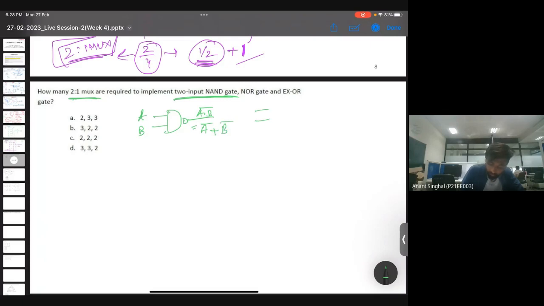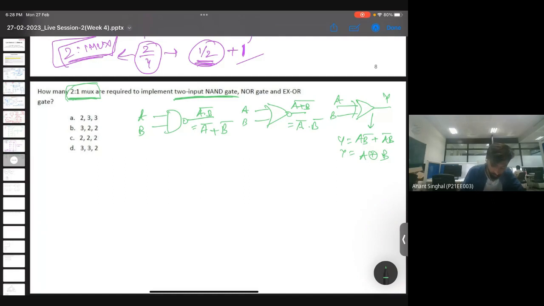NOR gate is nothing but A plus B whole bar, which is nothing but A bar into B bar. And then XOR gate. For inputs A and B, the output is A B bar plus A bar B, or A XOR B. Let's suppose Y is the output. You need to tell me how many 2 cross 1 mux are required to make these gates.